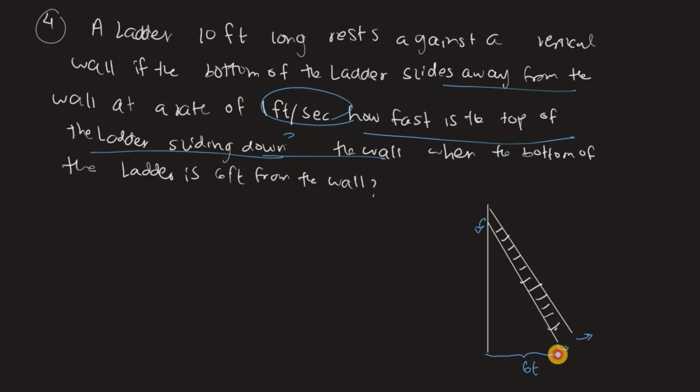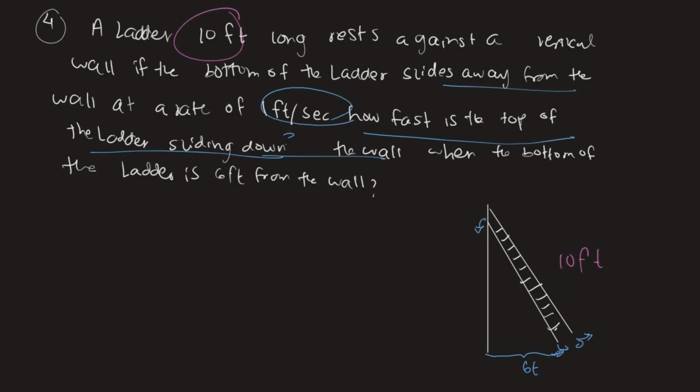Because of gravity, or maybe the floor is wet, or for some reason this ladder is sliding away from the wall at a rate of 1 feet per second. Over time this is going to increase, and this one is going to decrease, because this one is sliding down and this one is sliding away. I hope you guys got the idea. And this is 6 feet, and the length of the ladder is 10 feet.